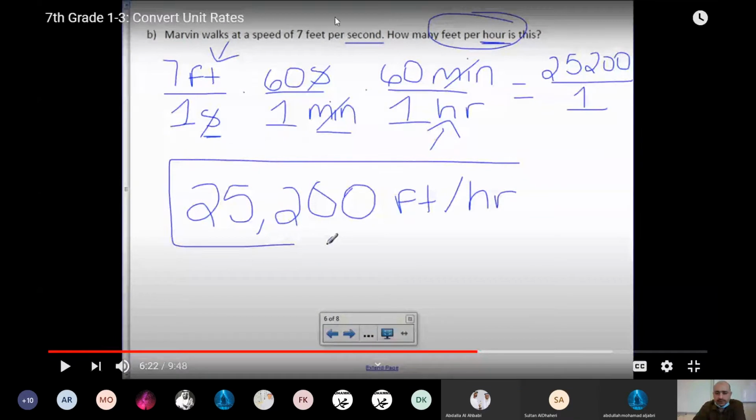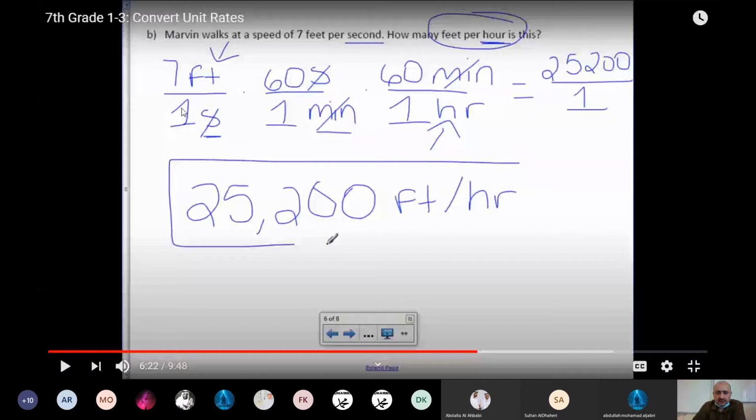Here we have a change. We want to change from seconds to hours. I cannot change directly from seconds to hours. I can change from seconds to minutes, then from minutes to hours. As you know, from seconds to minutes we have 60, and then from minutes to hours we have 60. So go to the first sentence here and write it as a unit rate. 7 feet per second. I can write here 7 feet per second over 1 second.